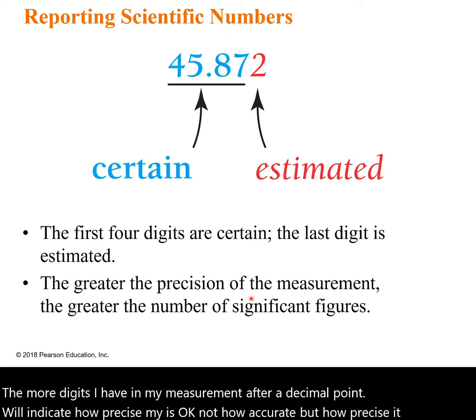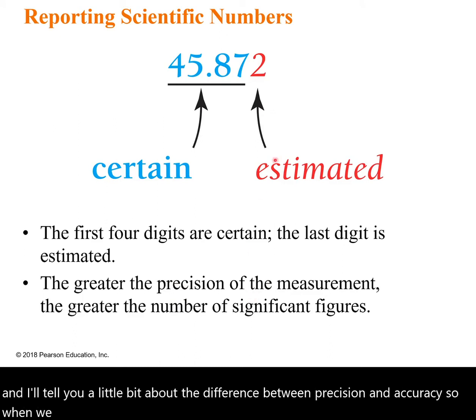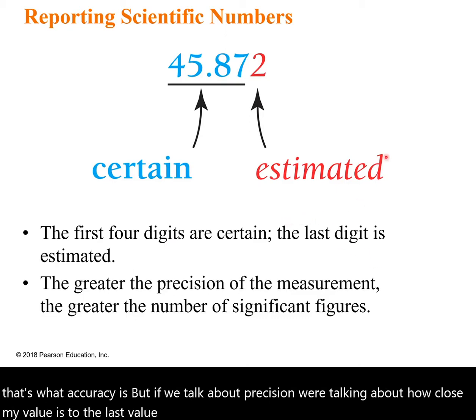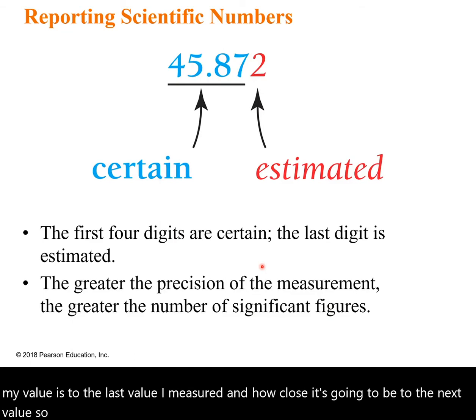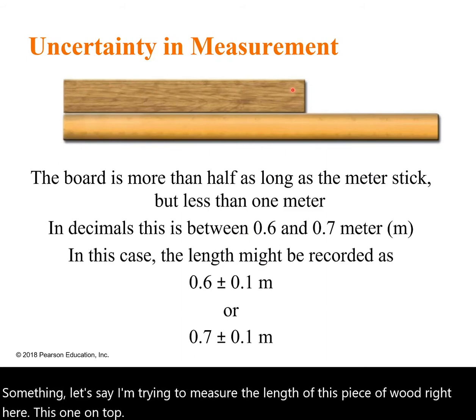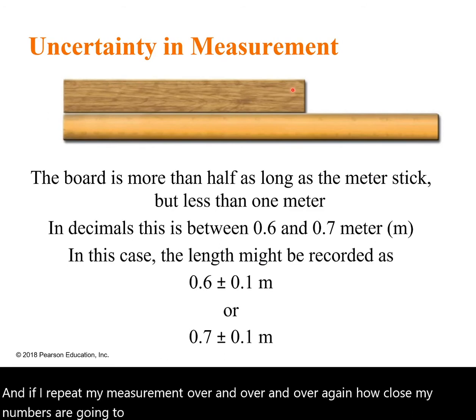All right? And I'll tell you a little bit about the difference between precision and accuracy. When we talk about accuracy, we're talking about how close I am to the real value. That's what accuracy is. But if we talk about precision, we're talking about how close my value is to the last value I measured and how close it's going to be to the next value. So let's say I'm trying to measure the length of this piece of wood right here, this one on top. If I repeat my measurement over and over and over again, how close my numbers are going to be to each other, that will reflect the precision of whatever instrument I'm trying to use.